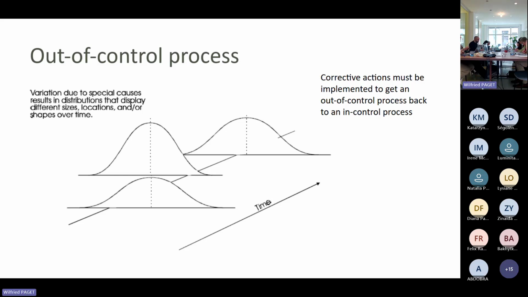Contrarily, this picture shows you a process that is out of control. You look at the picture, we have different means, which is the location, we have different variations, the size of the variation, and the shape is also changing over time. So this process is out of control, and we need to take actions in order to bring this process back in control.